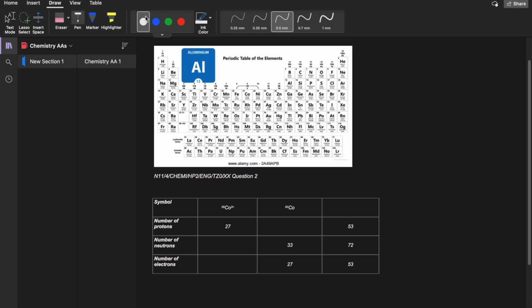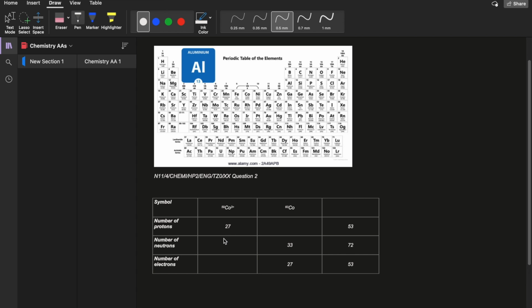Alright, so for the first part of the question, it asks us to fill out this table right here. So we can begin by starting out with the first column. It says here, cobalt with an atomic mass of 59 is a cation with a positive 3 charge. As we know from this periodic table up here, cobalt has an atomic number of 27, which is why the number of protons is 27.